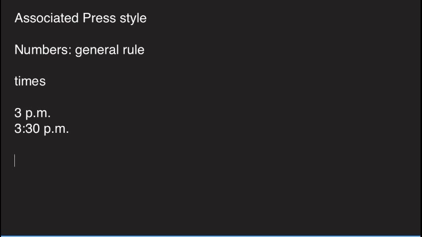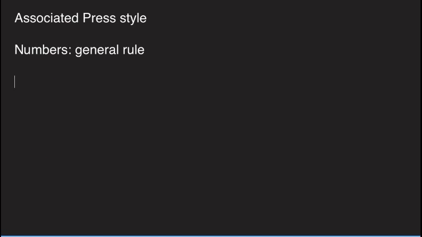Here's a good AP style tip that'll probably show up on quizzes and tests about copy editing all the time. Never use 12 a.m. and 12 p.m. Always say noon or midnight. They are considered less confusing. So the words noon and midnight, don't use 12 a.m. or 12 p.m.